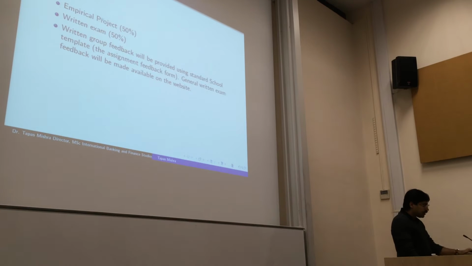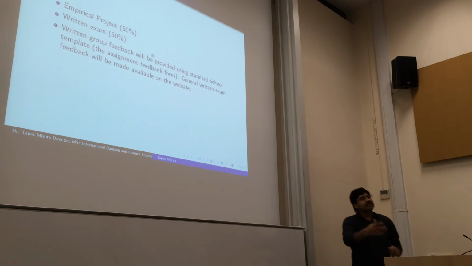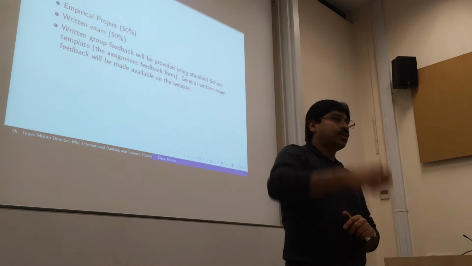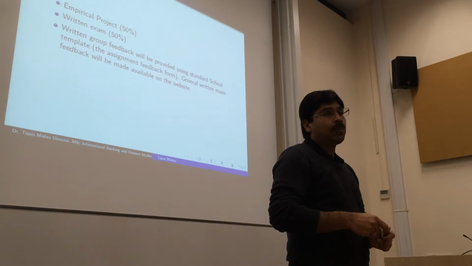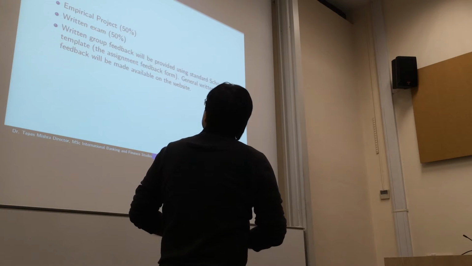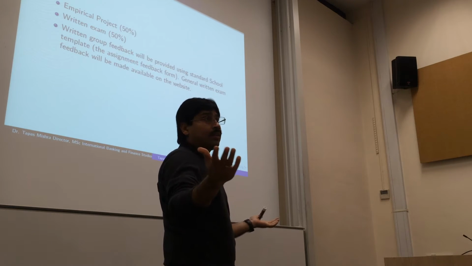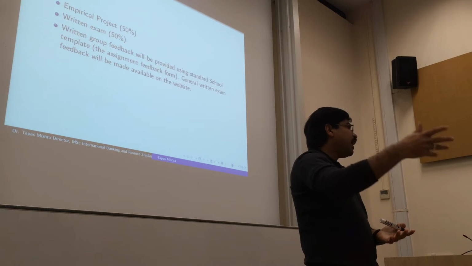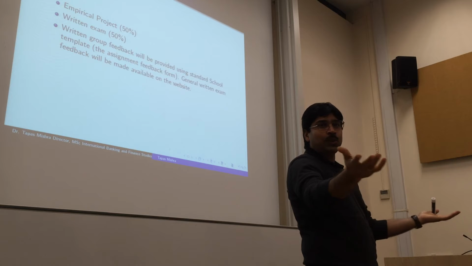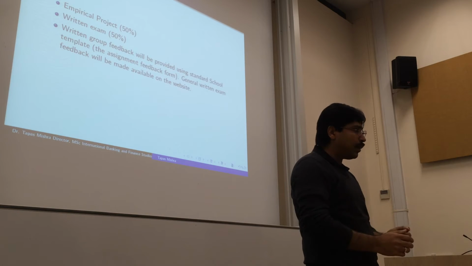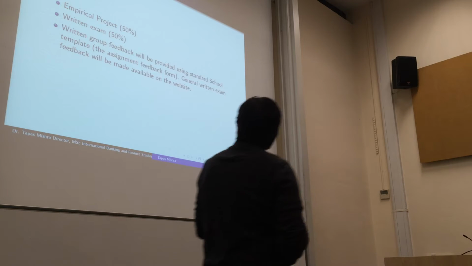Assessment, as I said: empirical project 50%, written exam 50%. In about 2 weeks from now, I will post the empirical project, your coursework, on Blackboard, and it will be a group assignment. We have 90 students, a group of maximum 4 students of your choice. You can choose your friends, and if there is some conflict of interest, I can form a random group for you. So it's a group assignment.